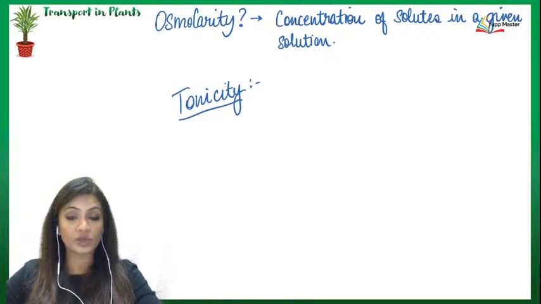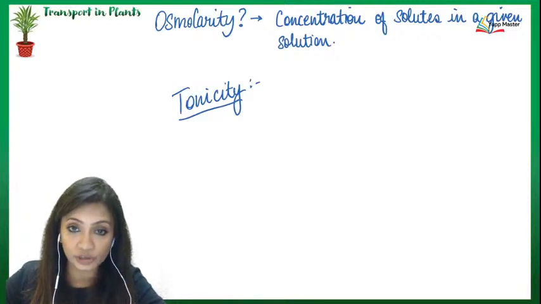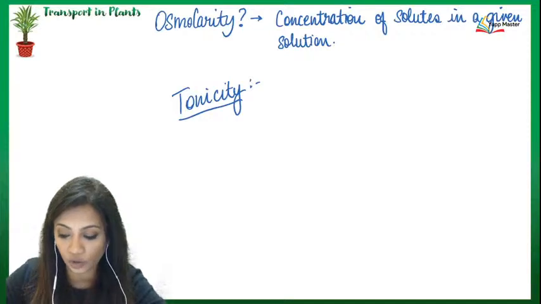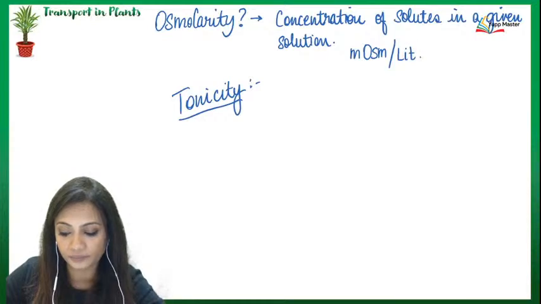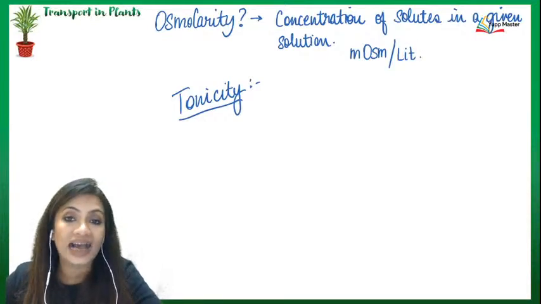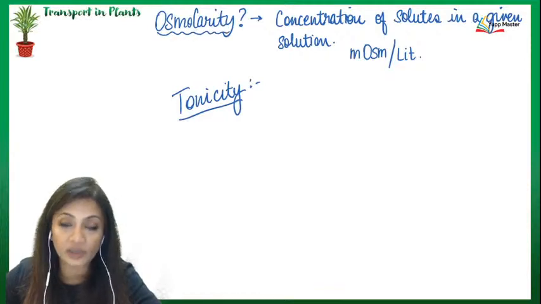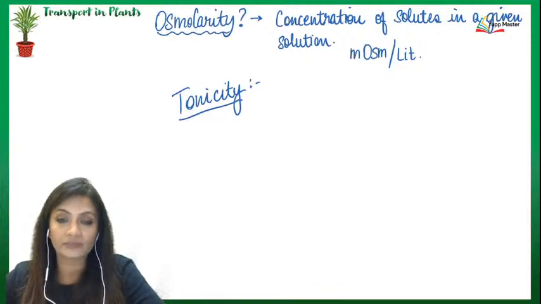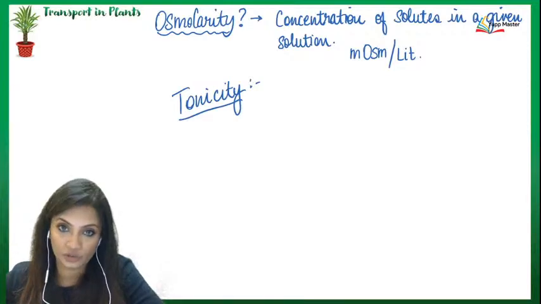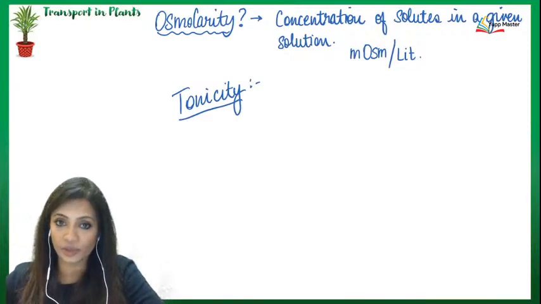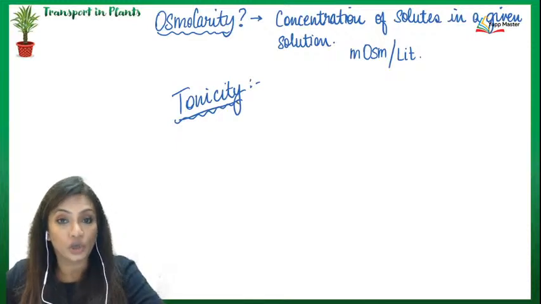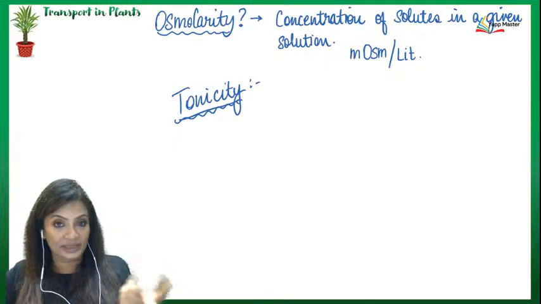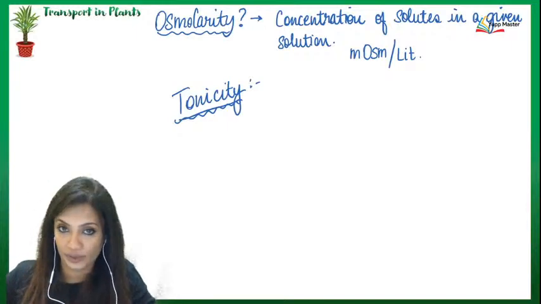Okay, and if we talk about osmolarity, how do you measure osmolarity? It is measured in terms of milliosmoles per liter. Okay, so that is osmolarity. When I talk about osmolarity, I am only talking about one solution, but let's say now I am talking about two different solutions where one has a higher osmolarity, another one has a lower osmolarity. So that is when we come across the word which is called as tonicity. Okay, tonicity is basically the comparison of the osmolarities of two different fluids.